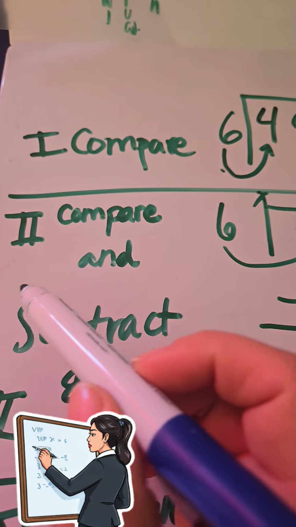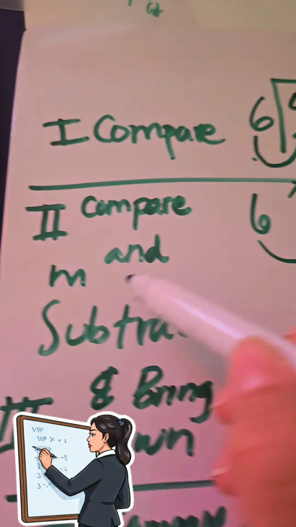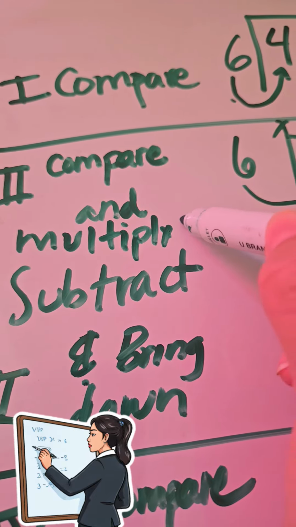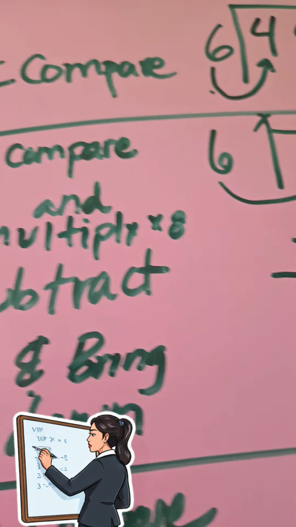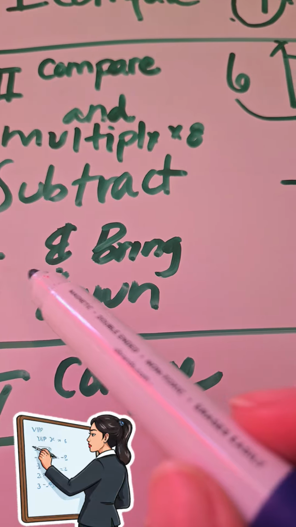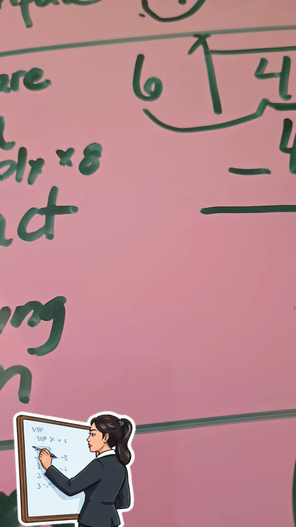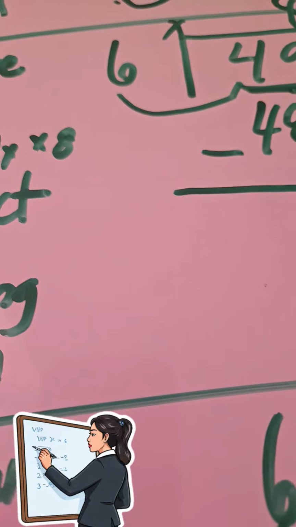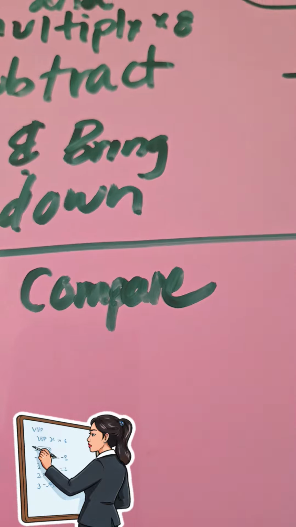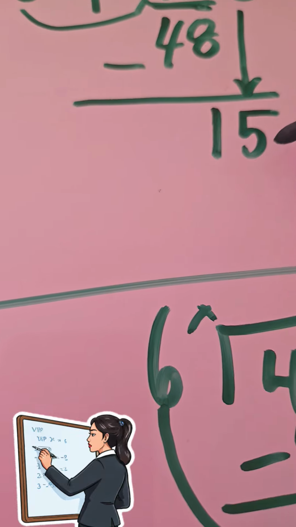So here we compare and multiply 6 times 8. Okay, so 6 times 8 is 48. Now the next step will be subtract. We subtracted 48 from 49. We got 1 left. And so the next step is bring down. We bring down the 5, so we have 15.